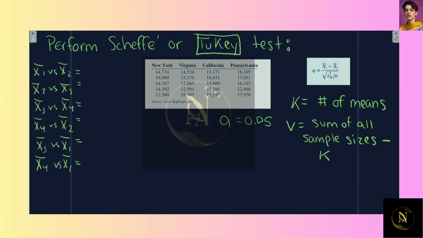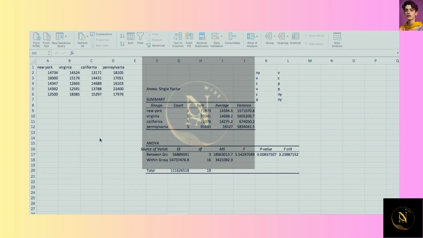Okay, so let's go over to the Excel spreadsheet where I have this raw data and our ANOVA already performed. And I already paired them up. So this is New York and Virginia, California and Pennsylvania, Virginia and Pennsylvania, California and New York, and Pennsylvania and New York. To calculate our numerator, we are going to take the differences in the means. So we're going to take the mean of New York minus the mean of Virginia.